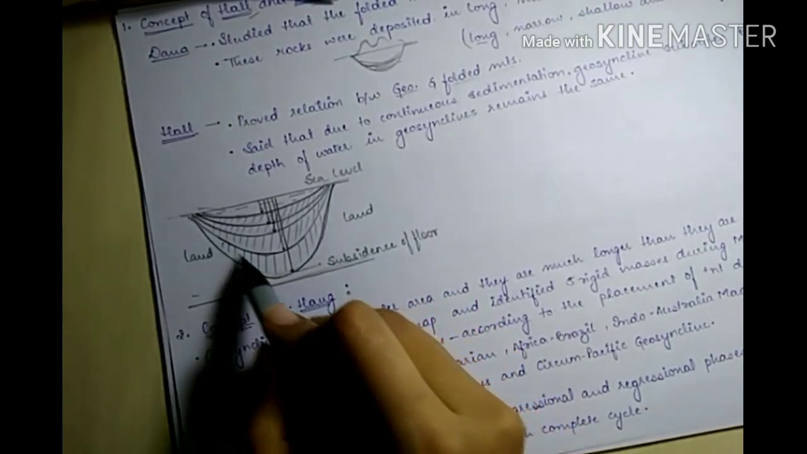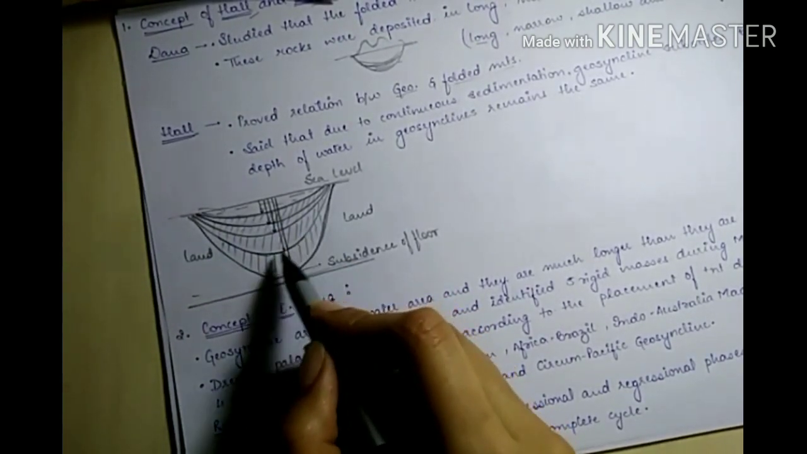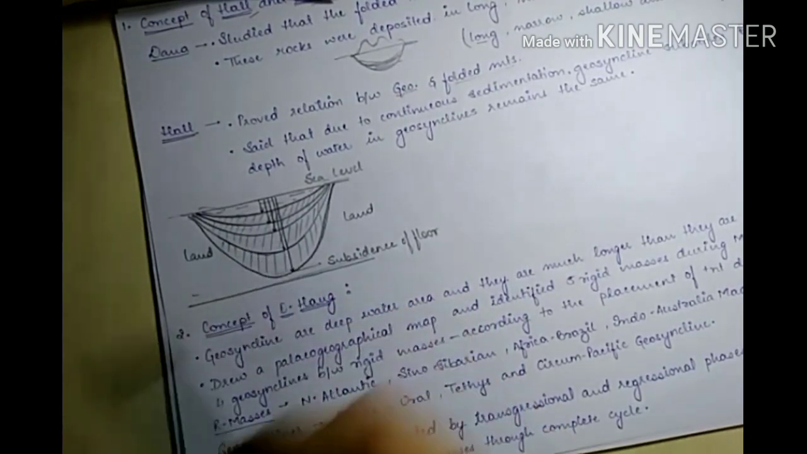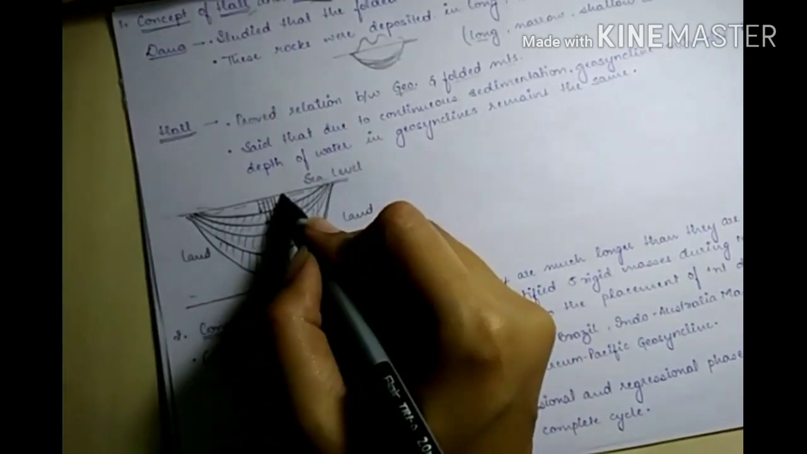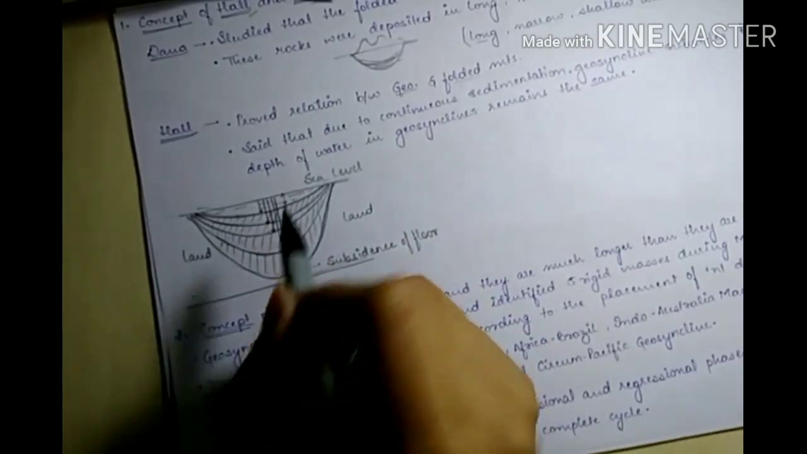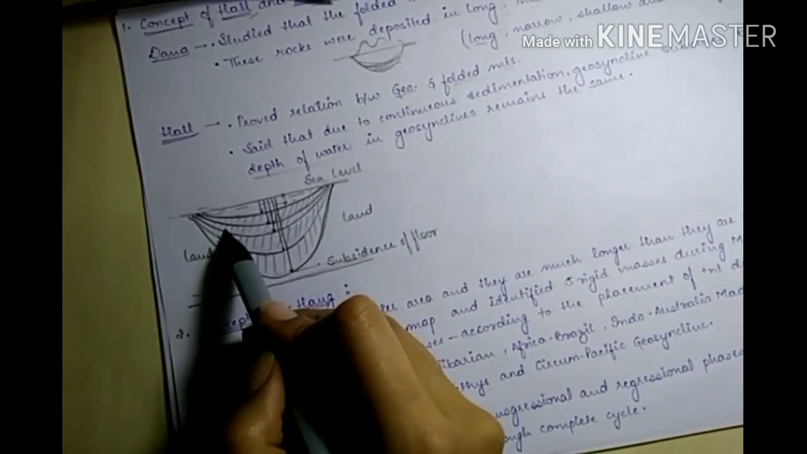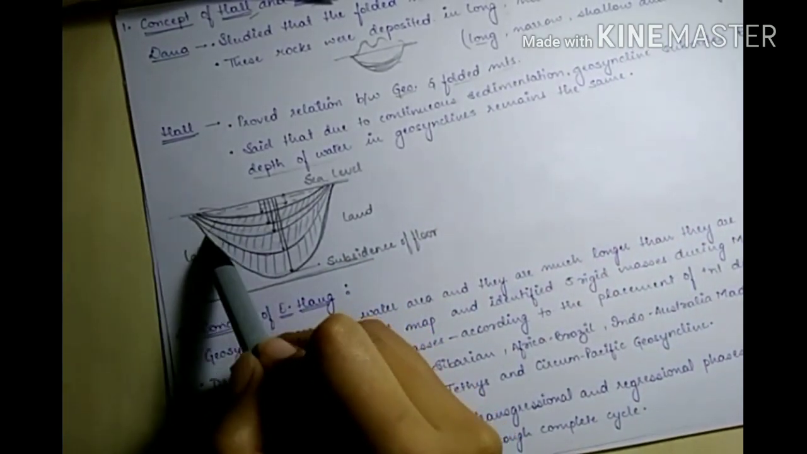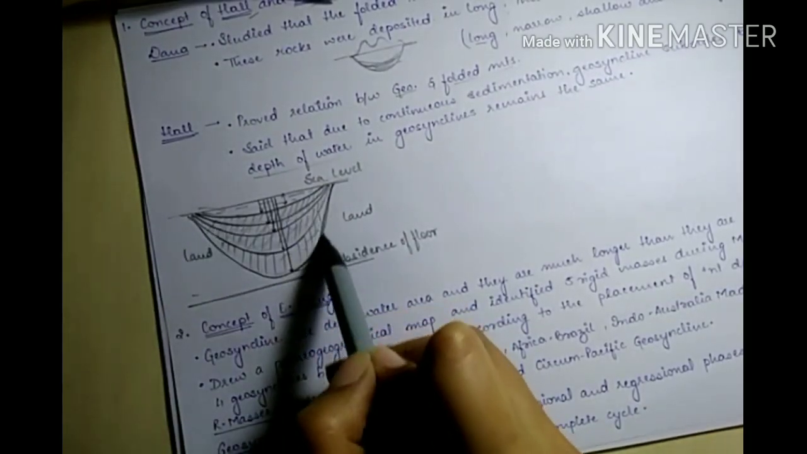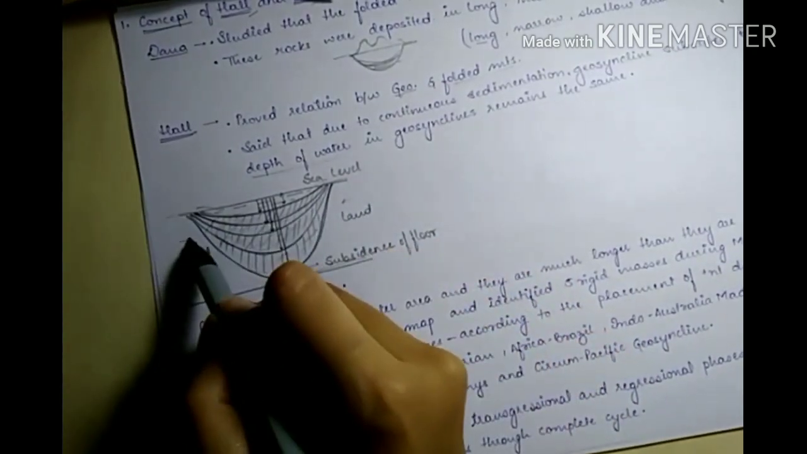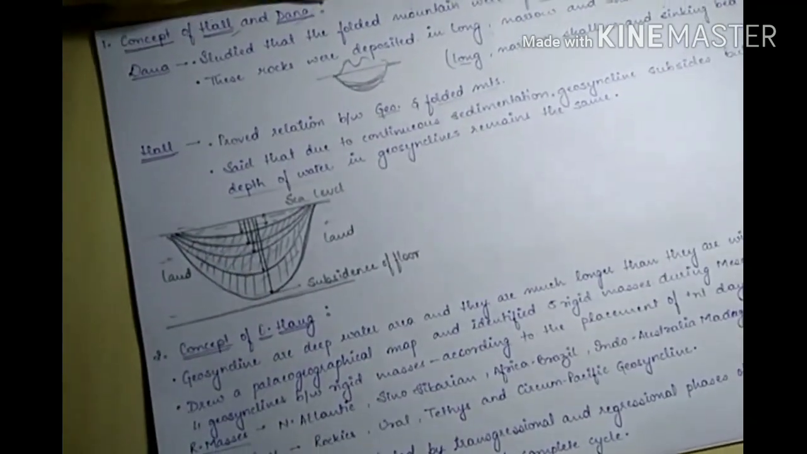Due to this subsidence, a lot of sedimentary or marine material is collected here. But the depth of the water remains the same. So what Hall said was that the depth of the geosyncline remained the same, and due to sedimentation, the geosyncline subsided. So this whole material was sedimentary, and when this sedimentary material was compressed, it formed folded mountains. So this was the concept of Hall and Dana.